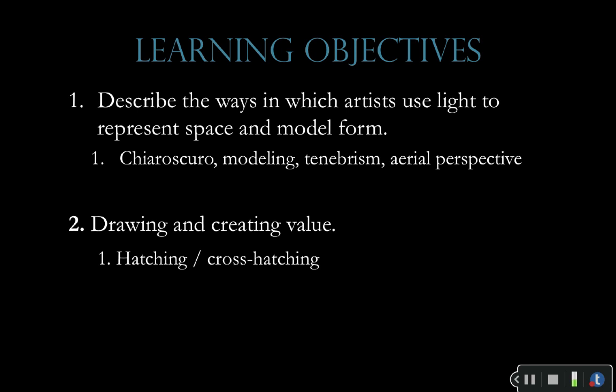First, we're going to describe the ways in which artists use light to represent space and model form. And to get at this, we're going to be talking about a few key terms: chiaroscuro, modeling, as well as tenebrism and aerial perspective.